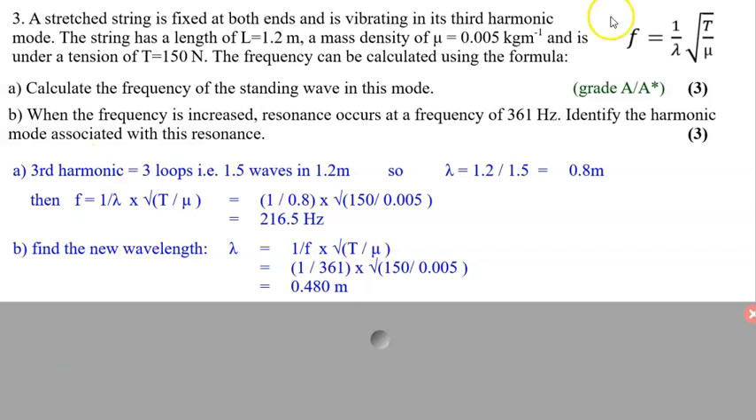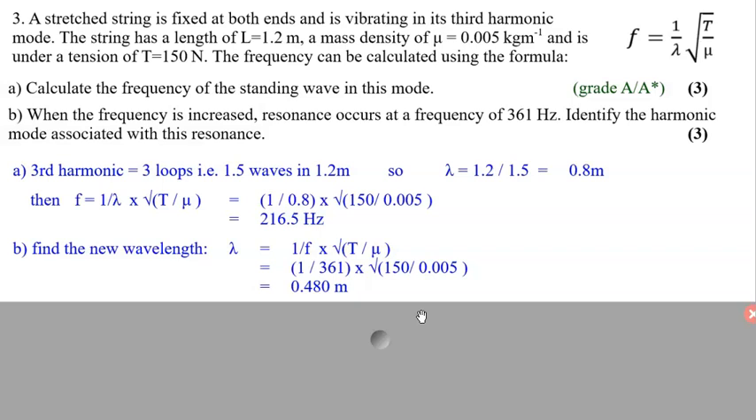So what we can do is rearrange this formula to make lambda the subject, because in this case we're given the frequency. The T over mu is the same as before, and we get lambda as 0.48. So you'd get 1 or maybe 2 marks for that, possibly just 1 mark for that.